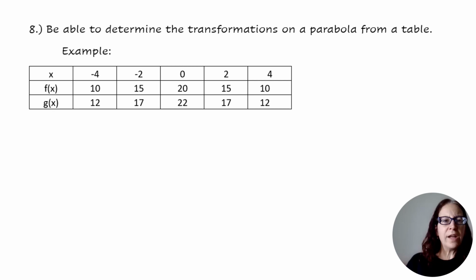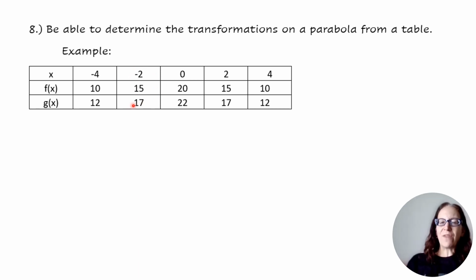All right, next one, be able to determine the transformations on a parabola from a table. So we did a couple of these in class. So we have function f, and as we said, I'm not going to give you ones that we didn't do in class. So whatever you see on your version of the test is something we did in class. If you look, f of x goes through -4, 10. g of x goes through -4, 12. It's going to have the same x coordinate, but it's a little bit higher up. In fact, it's two further up.